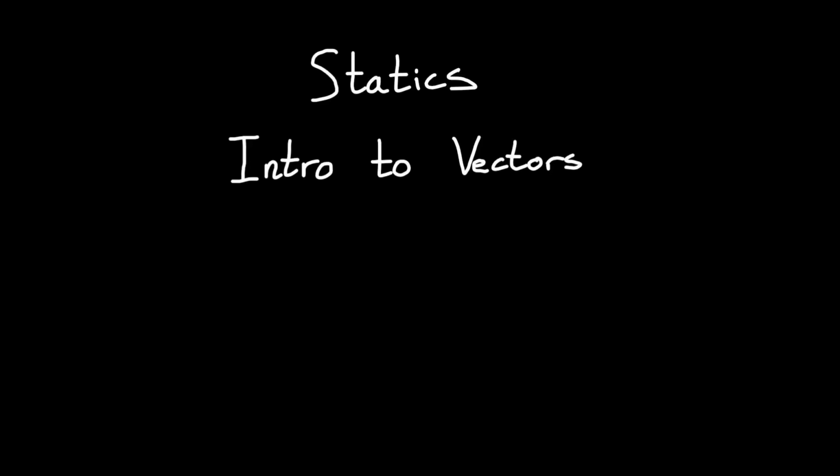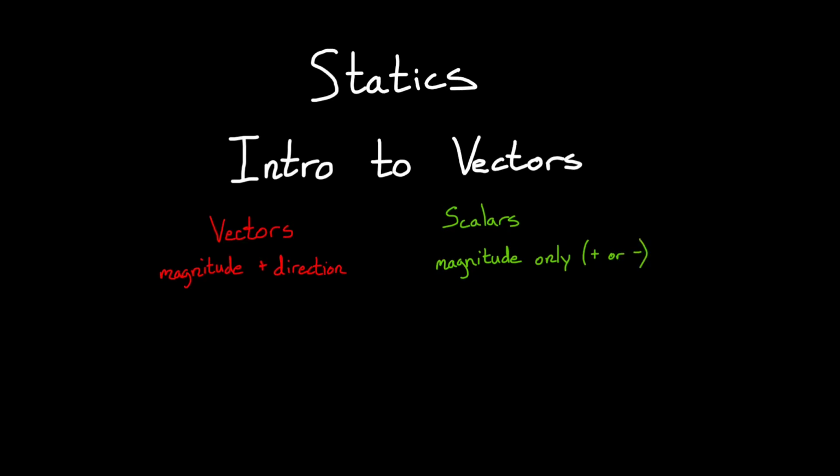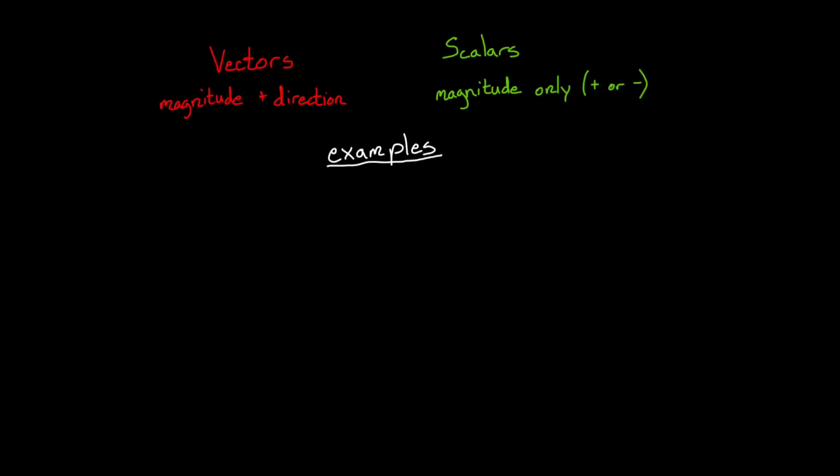In physics and engineering, we use two kinds of values. These are vectors and scalars. Vectors are any value whose magnitude and direction both matter. Scalars, on the other hand, are values whose direction does not matter. Scalars can have a positive or negative value. Vectors can be positive and negative too, but it's a little more complicated and we'll go over it in depth in the next video.